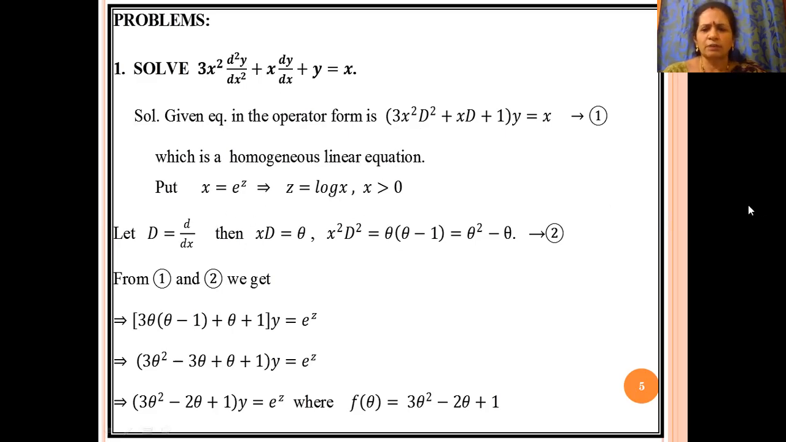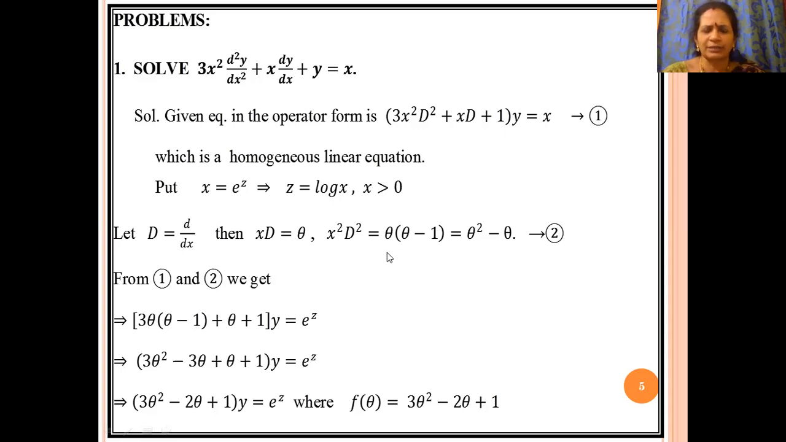Now according to the previous slide, we can take x as e^z, and z is equal to log x, wherever x is greater than 0. Now D is equal to d/dx, then xD is equal to theta. We can take xD as theta.